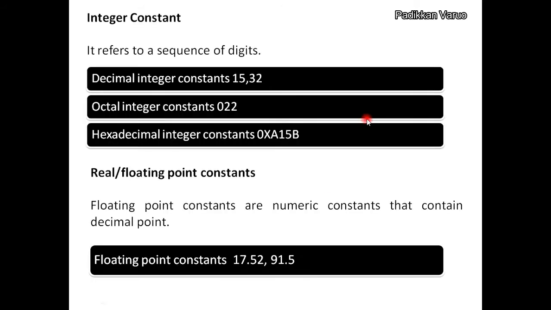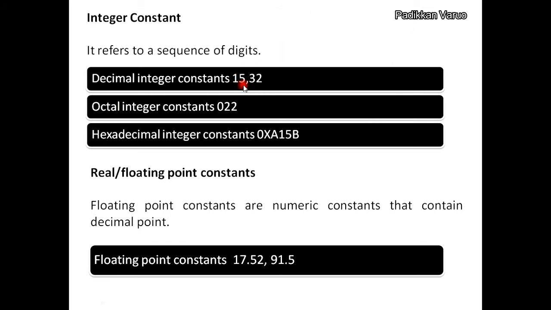Okay. Then, more about constants, there are two sections, that is integer constants and real constants, in the numeric section. An integer constant refers to a sequence of digits. There are three different types of integer constant, that is decimal integer, octal integer, and hexadecimal integer. For decimal integer, the base value will be 10. In the case of octal, the base value will be 8, and in the case of hexadecimal, the base value will be 16. Okay, so you can see the examples here.